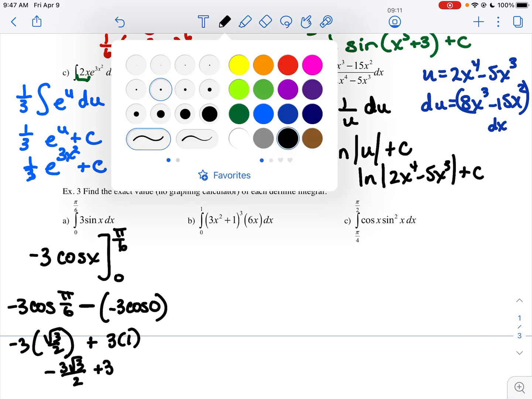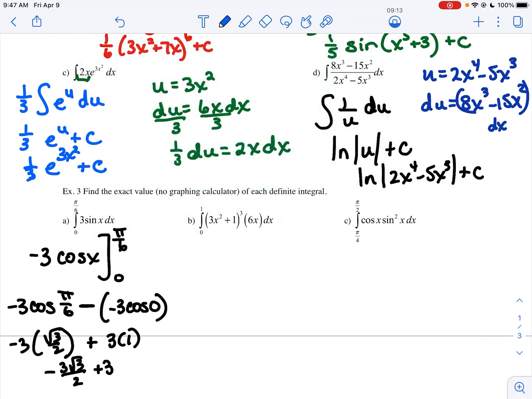All right, let's look at the next one. I have the integral from 0 to 1 of 3x squared plus 1, the quantity cubed, times 6x. Well, I'm going to have to do a u substitution. I'm going to let u be 3x squared plus 1. du is 6x dx. All right, now watch this. I'm going to change my limits of integration.